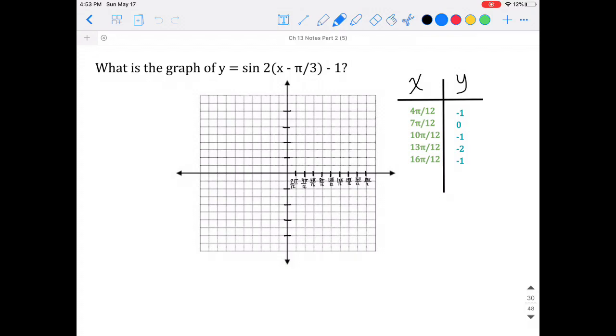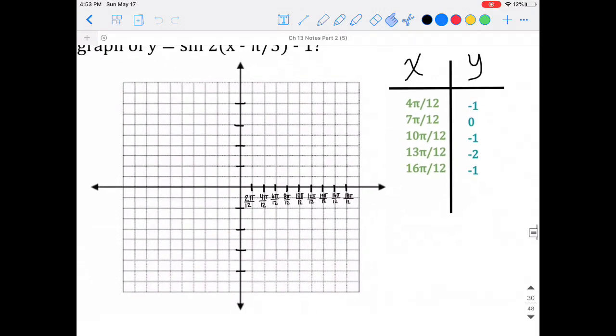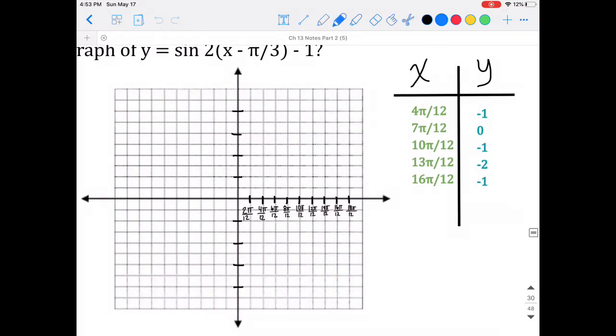So first we have 4 pi over 12, negative 1. 7 pi over 12, 0, so that's going to be right in between 6 pi over 12 and 8 pi over 12. 10 pi over 12, negative 1. 13 pi over 12, negative 2. And 16 pi over 12, negative 1. So sine 2, x minus pi over 3 minus 1, one cycle is going to look like this.